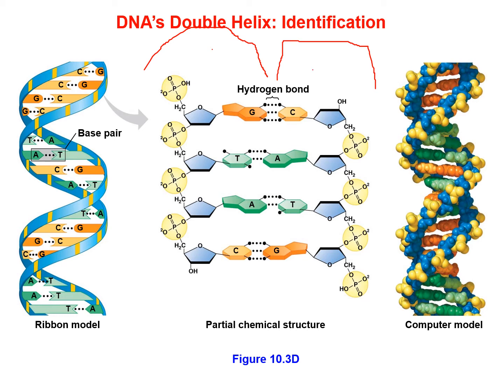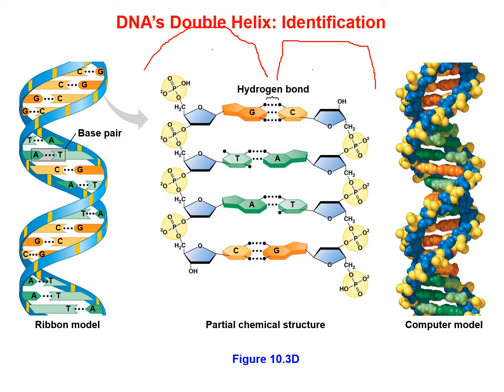Now the strands are held together, and you see dotted lines here in the middle, and they're labeled a hydrogen bond. So it's a type of chemical bond. We did hydrogen bonds in chapter 2, when we talked about the properties of water and that water forms hydrogen bonds. Well, DNA can form hydrogen bonds between the two nitrogenous bases that are on the left and on the right. So the hydrogen bonds hold the left and right strands together.